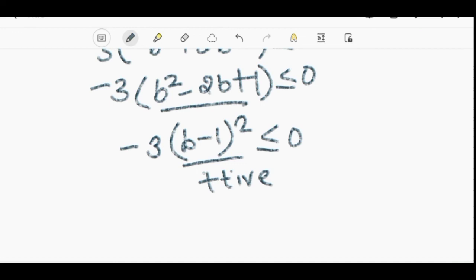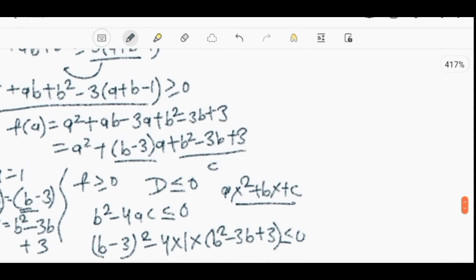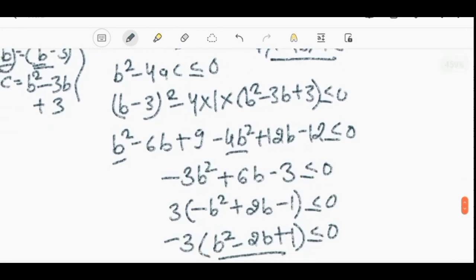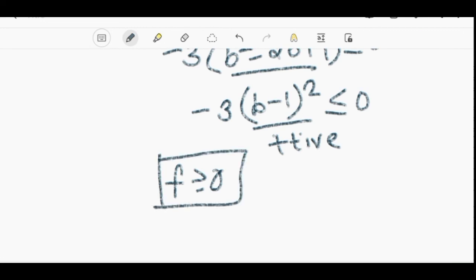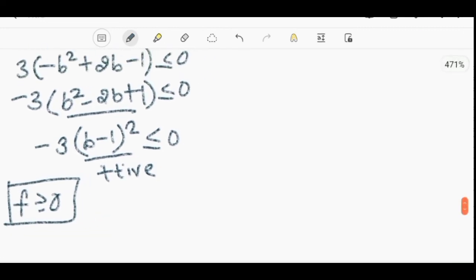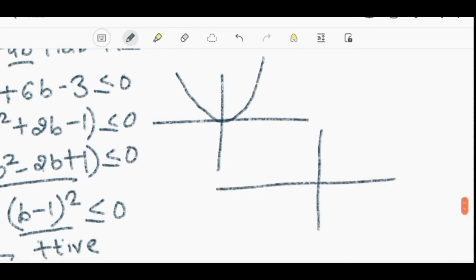So this implies that our function f is greater than or equal to 0. This completes the proof, and this implies that the graph of this function f must be something like this or like this. So there are two cases, first and second.